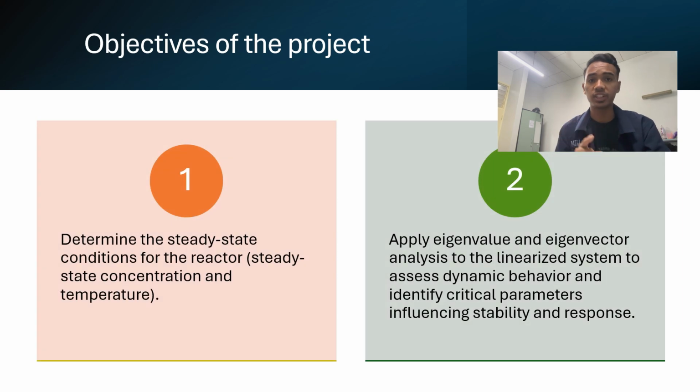The first one is determining the steady state condition for the reactor, and the second one is applying eigenvalue and eigenvector analysis to the linear system to assess dynamic behavior and identify critical parameters influencing stability and response. Okay everyone, now Latini, you have to help me to use the material and energy balance equation. For Nalvin, you have to help me to do the calculation. And lastly, for Mahmudo, you have to help me to do the simulation. Okay. I think that's all.